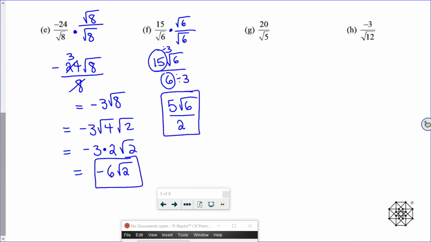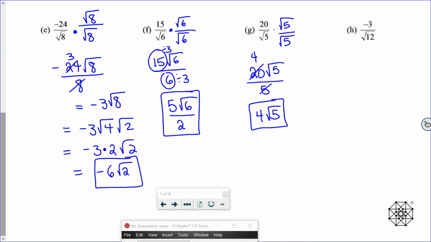Problem G, very similar. Start by multiplying by square root of 5 over square root of 5. The numerator will be 20 times the square root of 5. The denominator will just be 5. And now I can divide a 5 into 20 four times, and we just get 4 times the square root of 5.